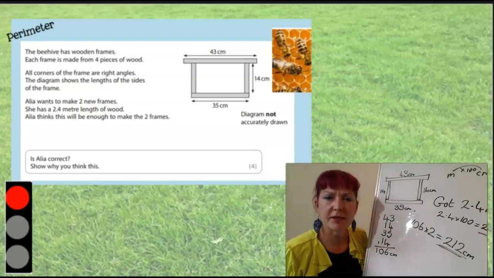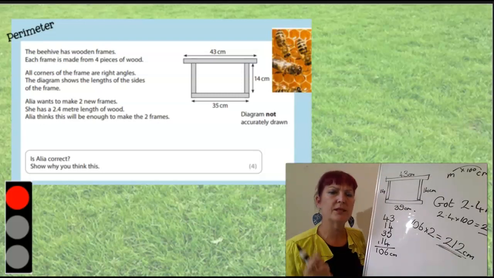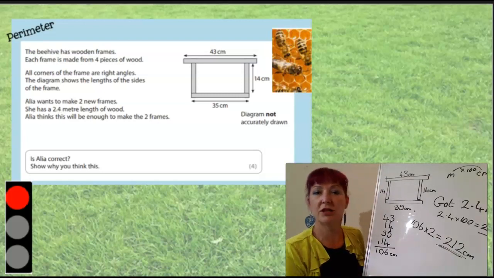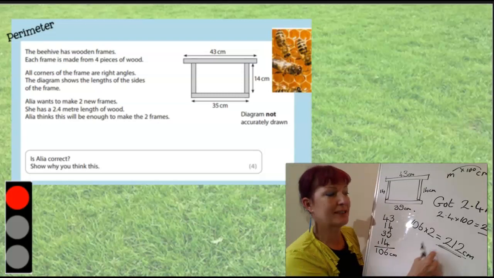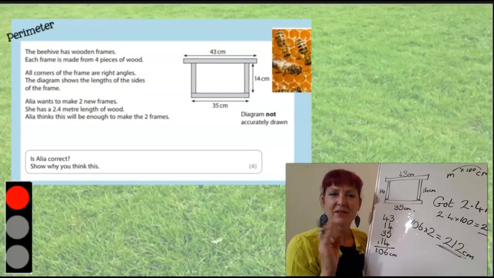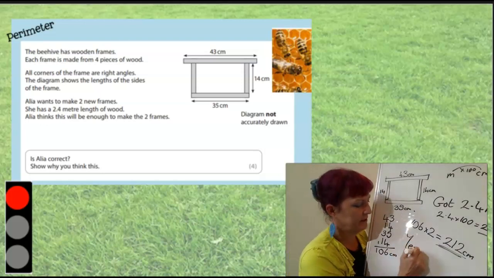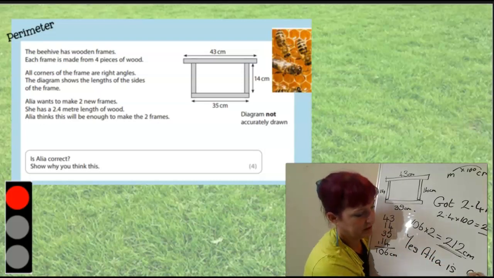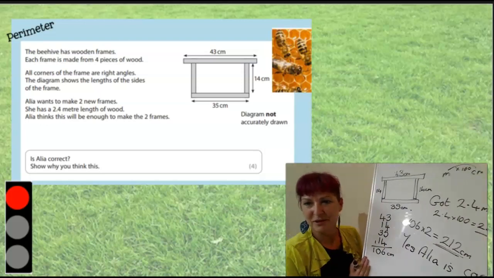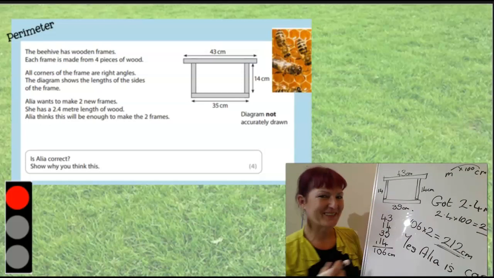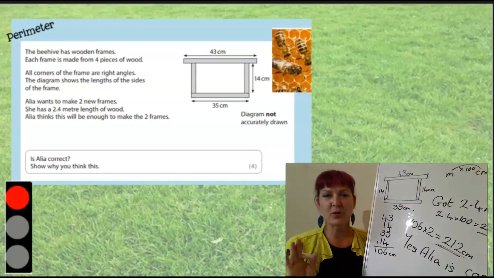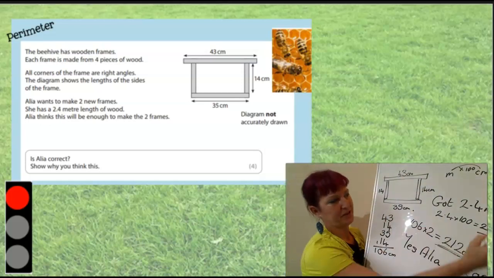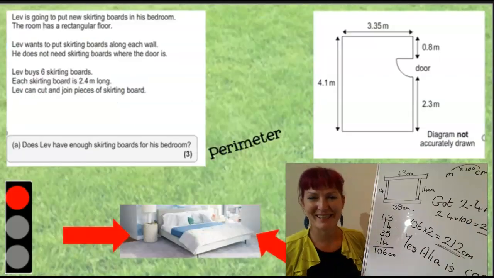Is she correct? She thinks this will be enough to make the frames. Well, she doesn't need to think anymore. We've checked. Yes, it is. So I'm going to answer her question. Is Aaliyah correct? Yes. Aaliyah is correct. Make sure they can see what you've written, not like me. Wonky donkey writing. Show why? Why mathematics is my reason why.